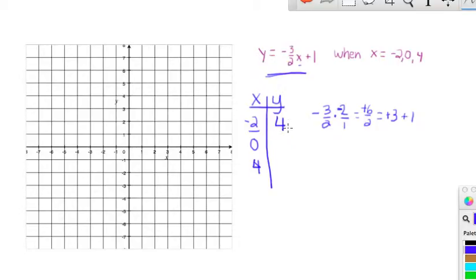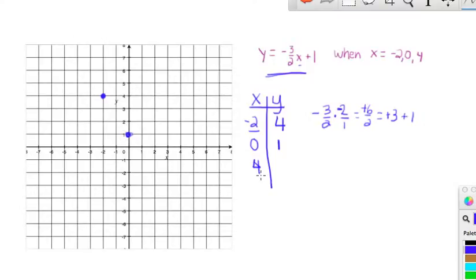So that's 1 point on my line. So then I go over here and I find x is -2, y is 4, and find their intersection point. So there's 1 point on my line. Well, I like 0 better. 0 is easier to plug in. -3/2 times 0 is 0, plus 1 is 1. So x is 0, y is 1. That's another point right there.